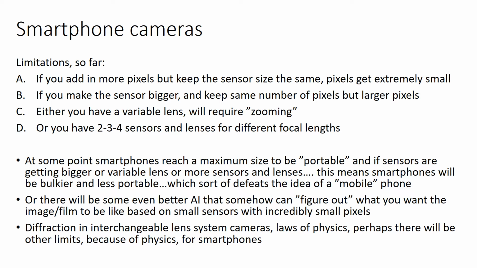But on the other hand, in interchangeable lens system cameras, there is something called diffraction, and there are laws of physics, and there might be, because of laws of physics, limitations for smartphones. There might be some sort of limit as to how far we can go. The artificial intelligence might not always be able to figure out what you actually wanted, and so you might get some very unusual images which the artificial intelligence thinks that you actually want to have.